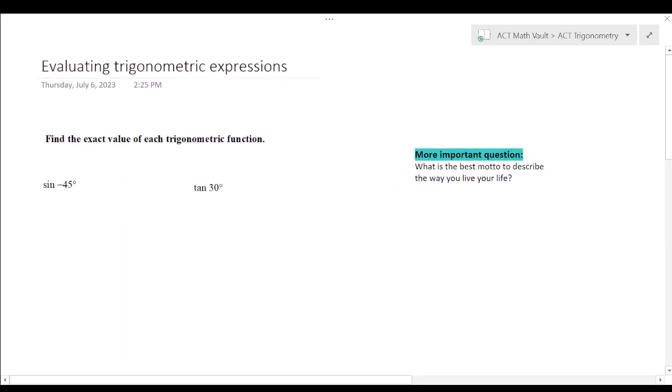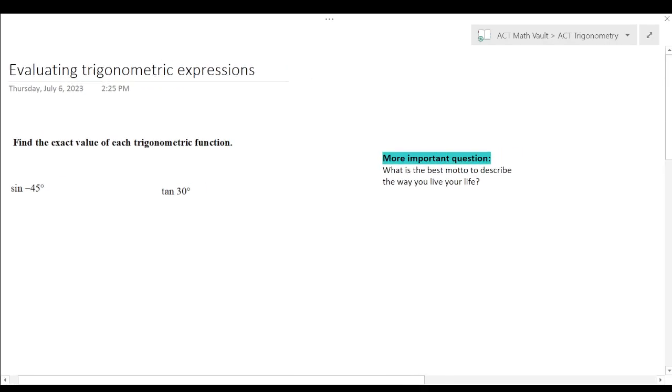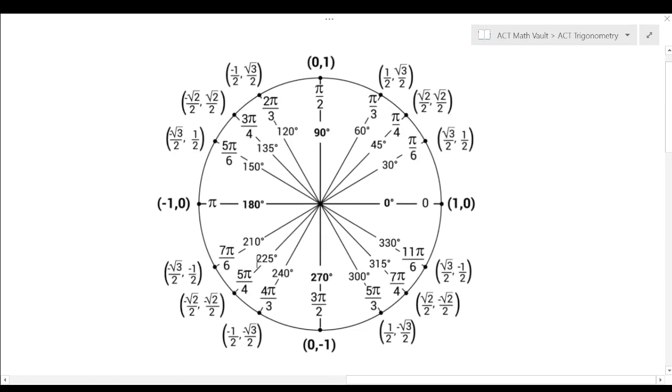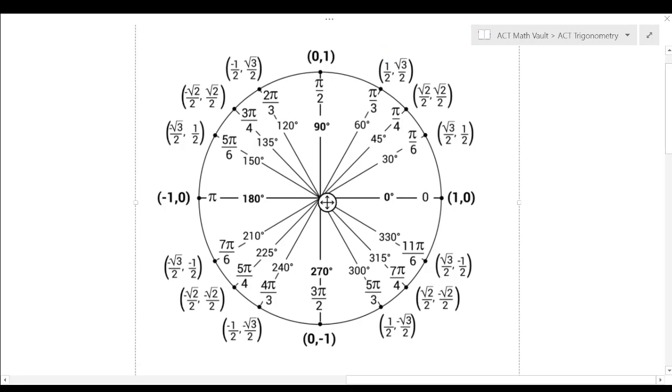This, though, takes it a step further and says find the exact value, so no decimals, of each trig function. Okay, so we have a sine and a tangent. The one big thing we need to talk about related to the unit circle is that for all of these points right here, it goes in the order of cosine, comma, sine. The cosine is the x and the sine is the y. So if I said, what is the cosine of 90 degrees, it would be 0. If I said, what is the sine of 270 degrees or negative 90 degrees, the sine would just be equal to negative 1.